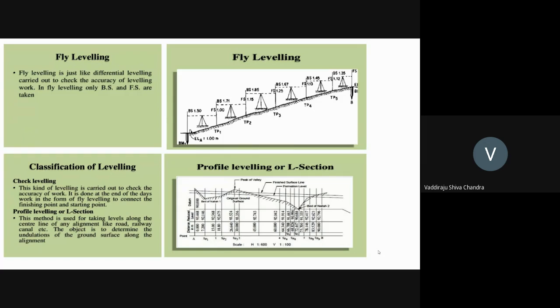And profile leveling, or L section, we call it a longitudinal section or profile leveling. Both are synonymous. It is used to take the levels along the center line of any alignment like a road, railway, or canal. The objective is to determine the undulations of the ground surface along an alignment. So you can see in the adjacent figure.